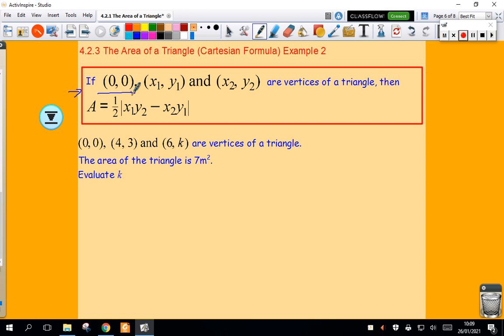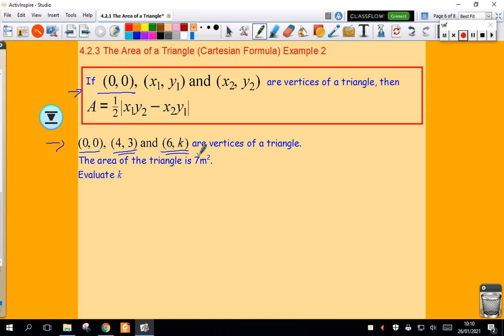Okay. In this example here, it says 0, 0, 4, 3, and 6, k are vertices of a triangle. The area of the triangle is 7 meters squared. Evaluate k. So a couple of things. First of all, 0, 0 is one of the vertices. That's good. That means I can just plug the other 2 points into the formula.